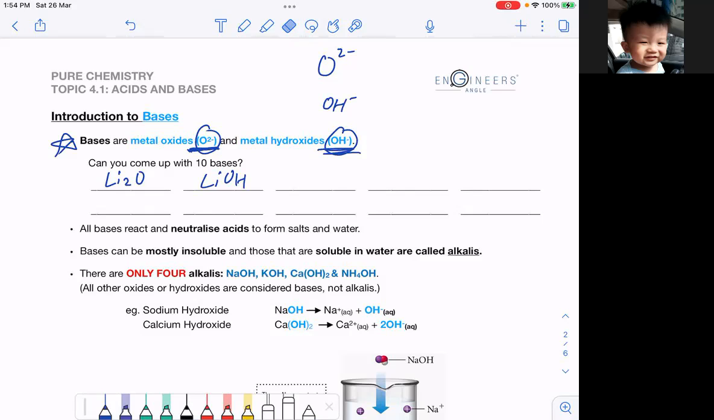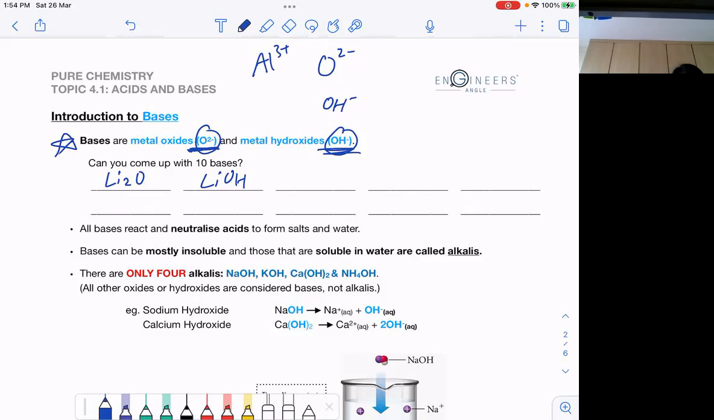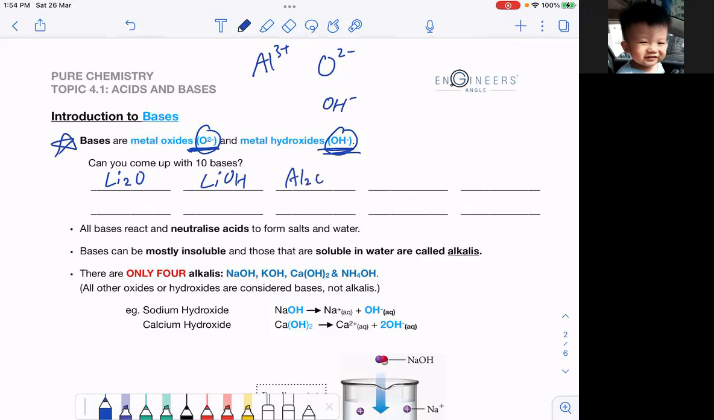Okay, enough with lithium already. I want to try something fancy. I want to try aluminum. So what is the outcome of aluminum crisscrossing with oxide? Online very quiet today. You all can contribute a bit more. Al2O3. Very good. Is that a base? Definitely a base. You all know where I'm going already. I'm going to try aluminum hydroxide.